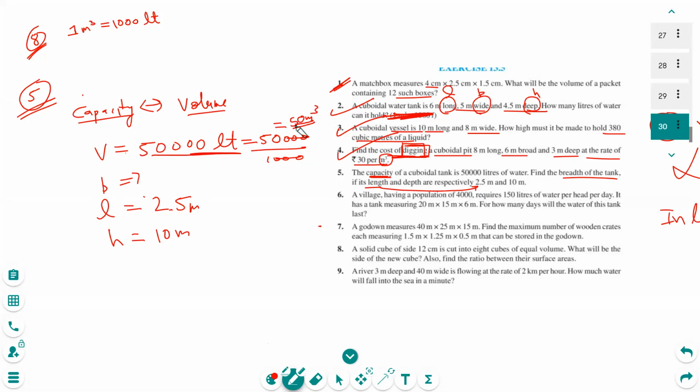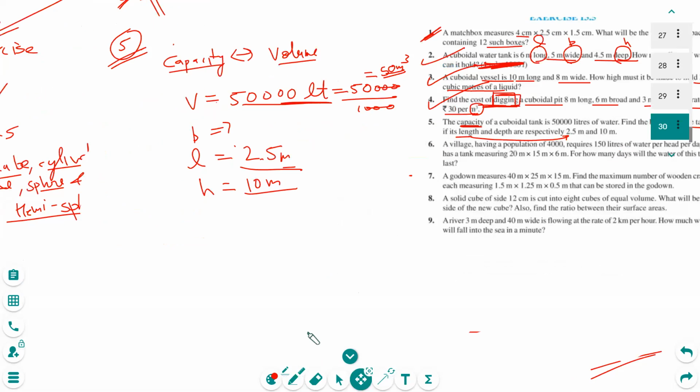Does that make sense to everyone? Yes sir. Why are we dividing it? Because the other units are in meter, and you have to remember this conversion. Children, write this down. Remember this, mug it up somewhere. Volume is coming out to be 50 meter cube, not 50,000 liters, because these are in meters.